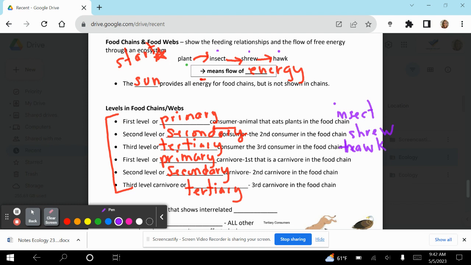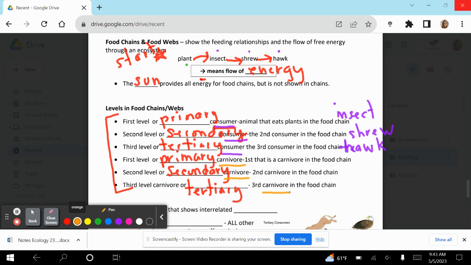Be careful. Sometimes we ask for consumer, and then sometimes we ask you to identify the carnivores: primary carnivore, secondary carnivore, and tertiary. So pay attention to the vocab words being used in the question. Again, we always want to work from the plant and then along the food chain. If I say identify the primary carnivore, a lot of people want to put hawk, but that's not the case. The primary carnivore is, again, the first carnivore in this food chain.